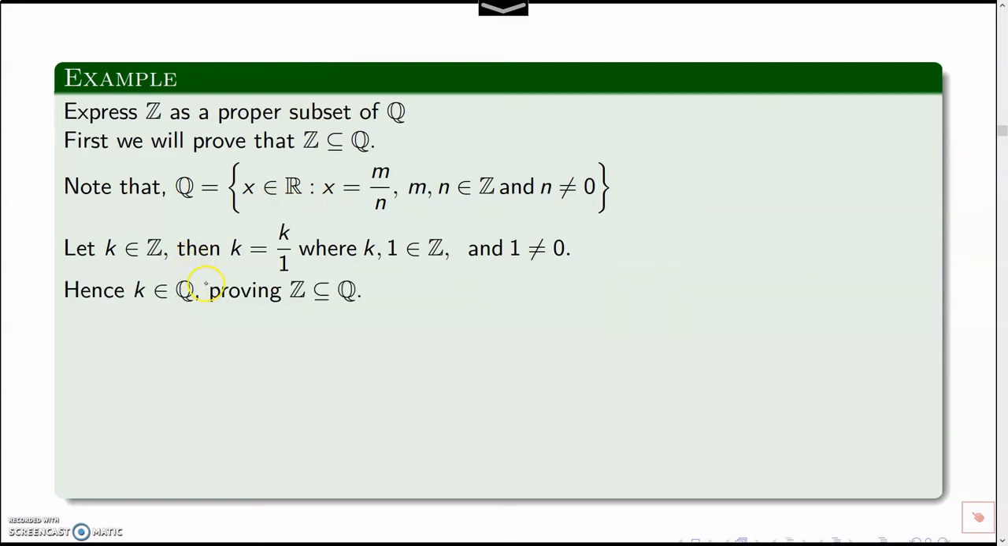That means k is a rational number, and hence this proves that Z is a subset of Q. So all the integers are present in rationals. In fact, every integer is a rational number.